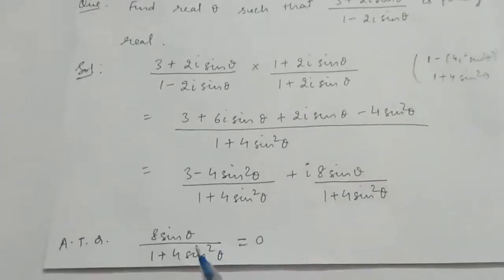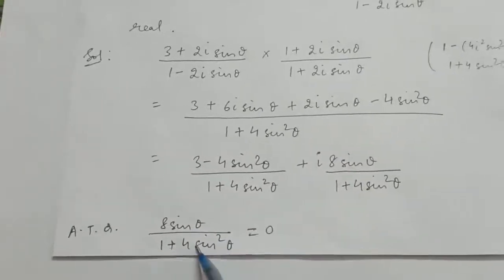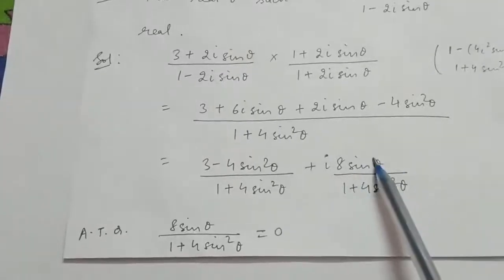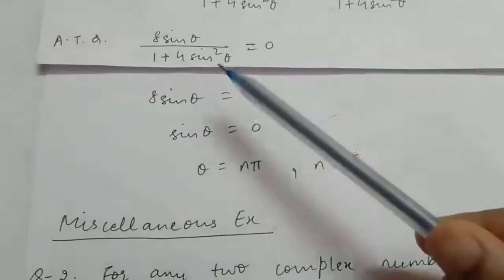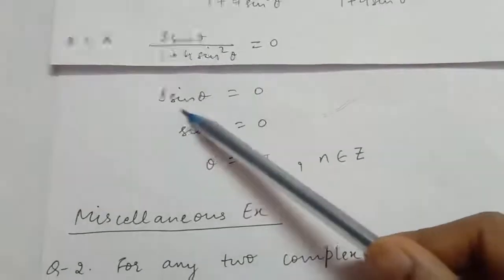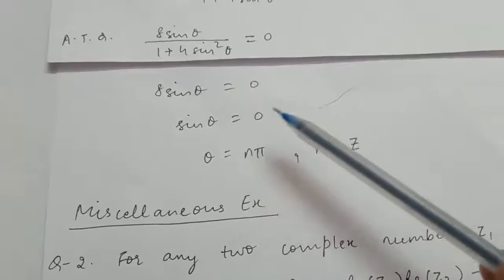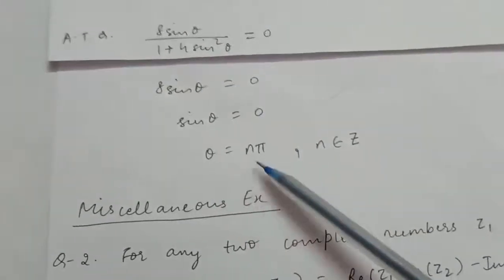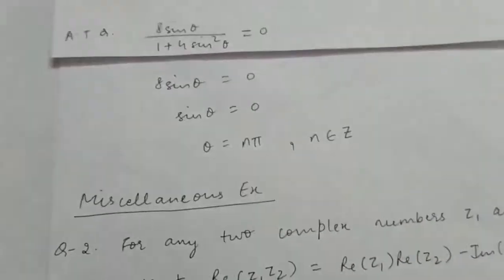Therefore, according to the question, we get 8 sine theta upon 1 plus 4 sine square theta is equal to 0, because this is the imaginary part, right? So take 1 plus 4 sine square theta to this side. So you will get 8 sine theta equal to 0. Therefore sine theta equal to 0. And I have told you if sine theta is equal to 0, then theta is equal to n pi, where n belongs to the set of integers, right?